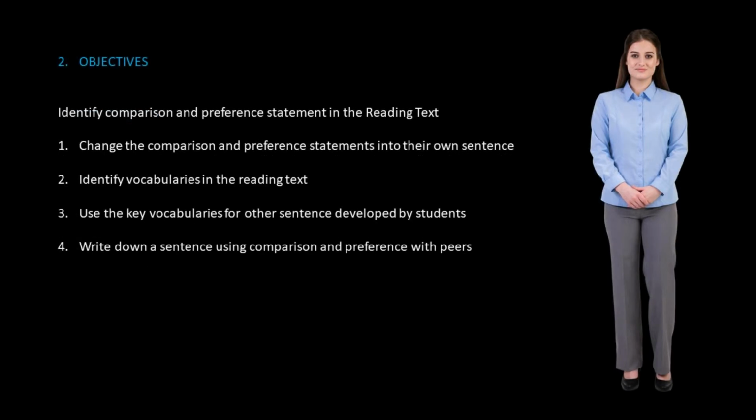2. Objectives. Identify comparison and preference statements in the reading text. 1. Change the comparison and preference statements into their own sentences. 2. Identify vocabularies in the reading text. 3. Use the key vocabularies for other sentences developed by students. 4. Write down sentences using comparison and preference with peers.